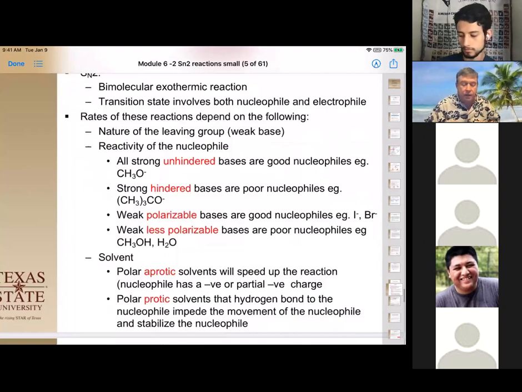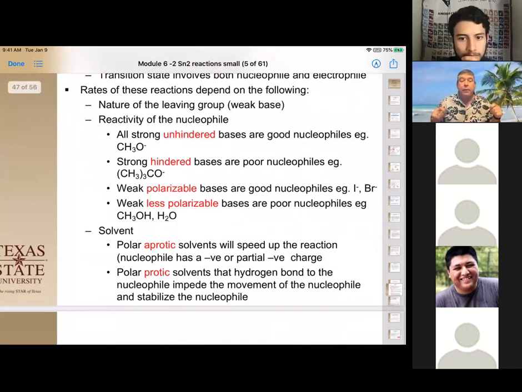And then our solvent effects, okay? Polar aprotic solvents will speed up the reaction. Polar protic solvents will allow hydrogen bonding and actually will slow the nucleophile down and make it less nucleophilic. And remember, in addition to that, in polar aprotic solvents, fluorine is the more reactive nucleophile. In polar protic solvents, iodine is the more active nucleophile within the set of halogens. Okay.